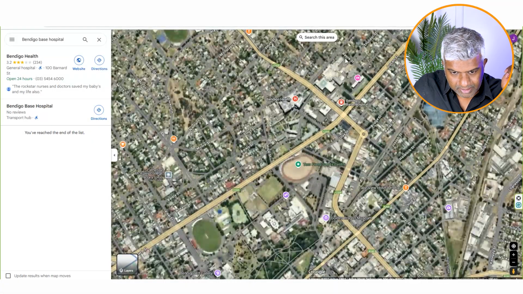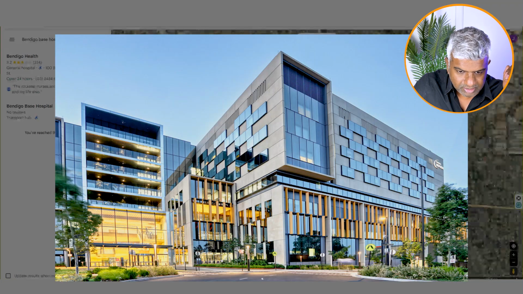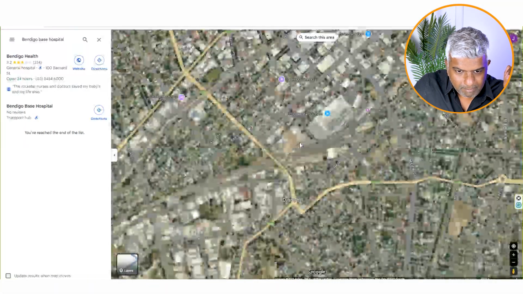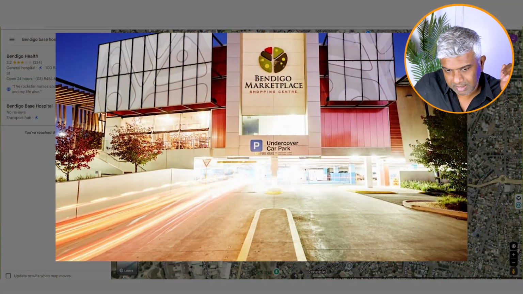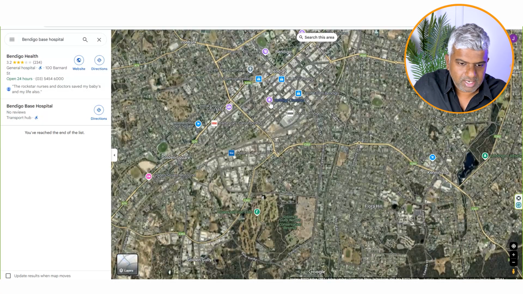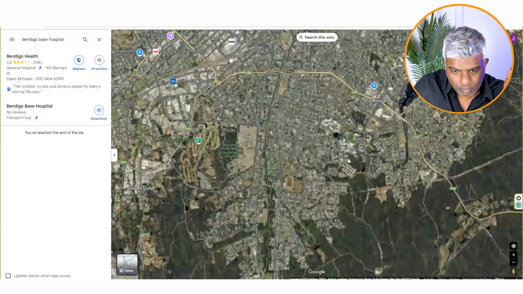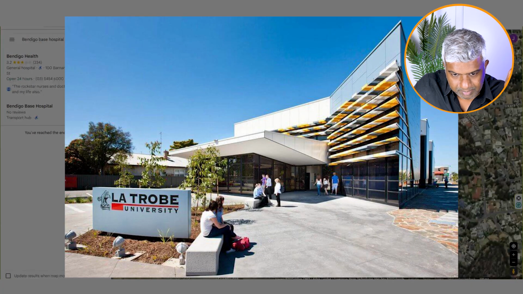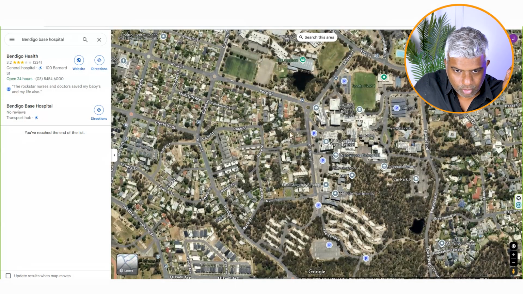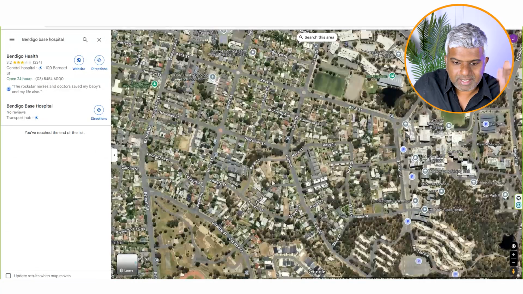So Bendigo's got this Bendigo Base Hospital. That's a major hospital there. And there are some other smaller hospitals as well. It's got this shopping center, which is Bendigo Marketplace, around that CBD area. So this is the CBD. It's got a lot of cafes, restaurants, and that type of thing here. So it's a very trendy place, the CBD area. And in terms of the university, we have La Trobe University here, which is the biggest university in the Bendigo region. Of course, we have smaller colleges like the Bendigo Southeast College, plenty of good schools and tertiary education centers in Bendigo.